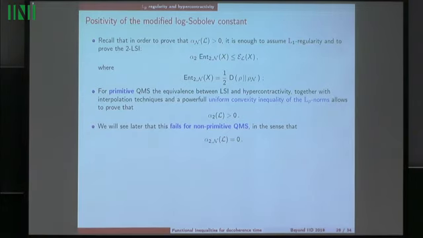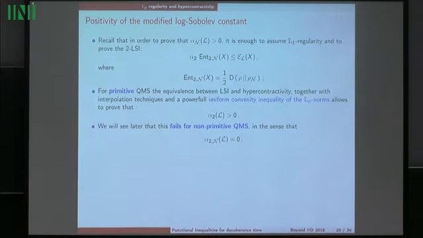Okay, and for primitive quantum Markov semigroup, we actually know that this constant for this inequality is positive. And the way to prove this is to use the equivalence with hypercontractivity, then use interpolation techniques to prove hypercontractivity. But unfortunately, you only get hypercontractivity in a weak sense, but then you can use some uniform convexity of the LP norms, some very strong inequality of the LP norms, in order to get back hypercontractivity. And once you have hypercontractivity, you have the log-Sobolev inequality. So in the primitive case, there is a whole machinery using hypercontractivity in order to prove that this constant is always positive.